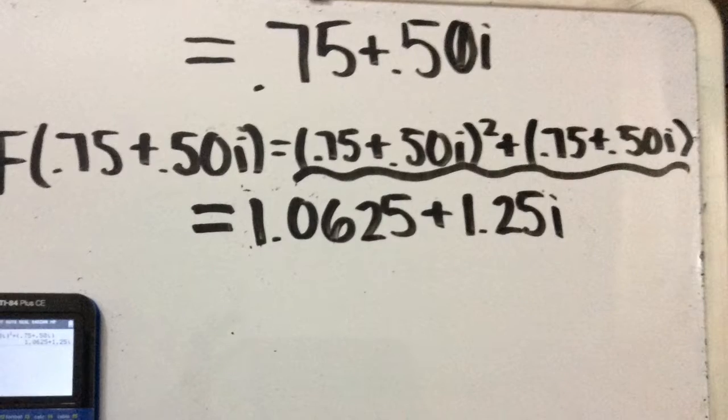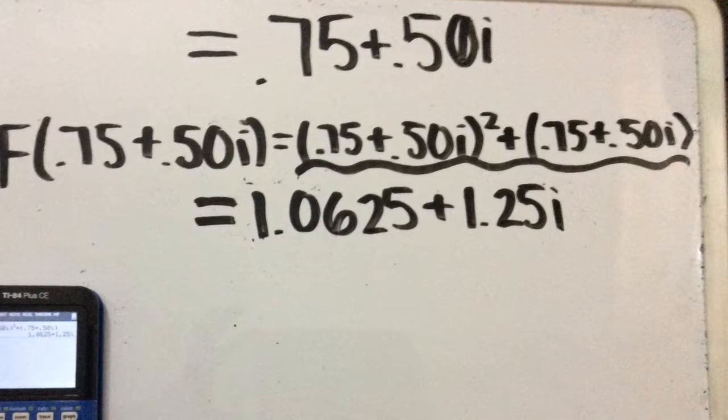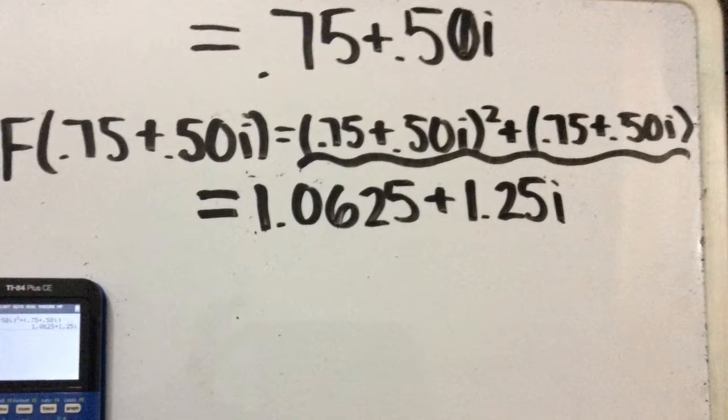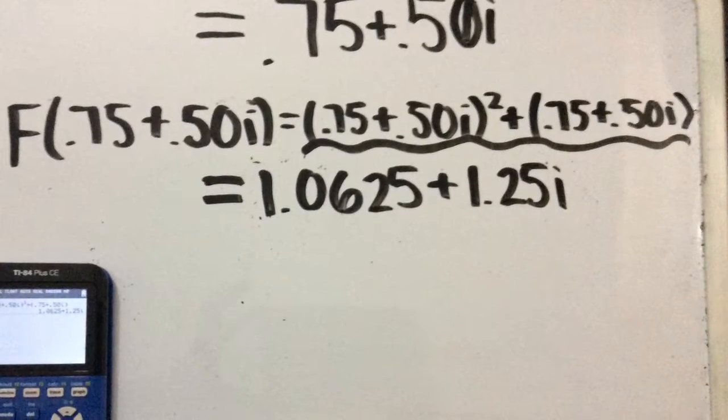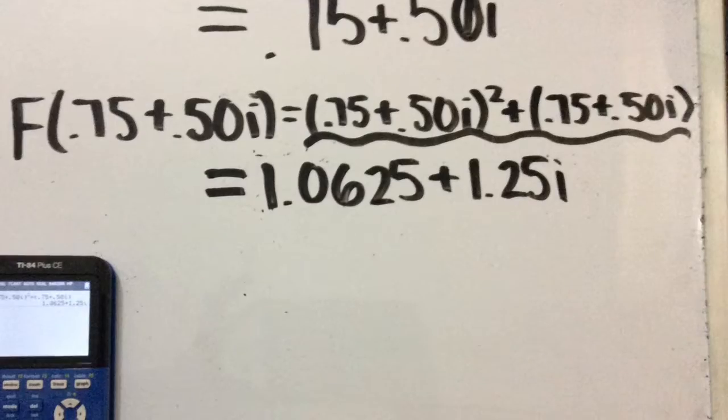To repeat this step again, we will take that answer and plug it in for our z's. This will give us 1.0625 plus 1.25i.